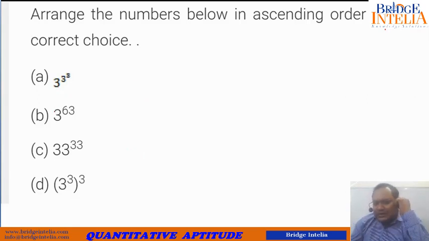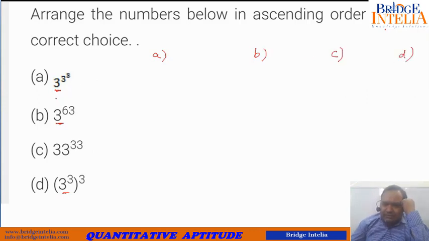Now you see, out of these four numbers, the base is the same in three cases. The base is 3 here, here also, and here also. So you can immediately compare these three numbers. Option A, option B, option C, and option D. The base is 3 for options A, B, and D, so they are easily compared. 3 to the power 3 can be written as 27. So option A can be rewritten as 3 raised to the power 27, because 3 to the power 3 is what?